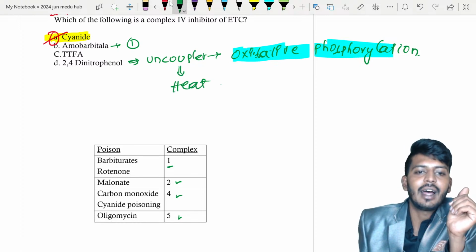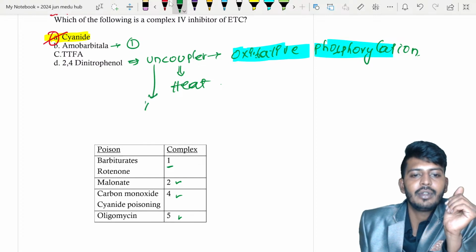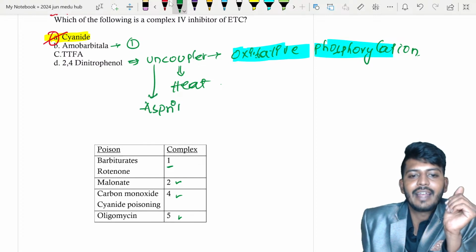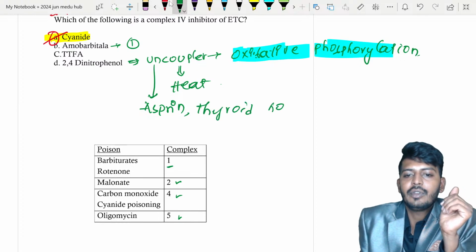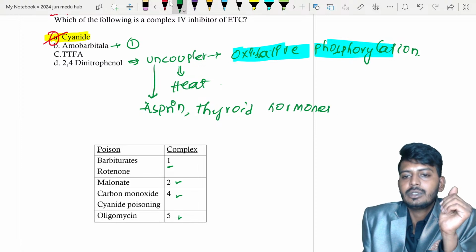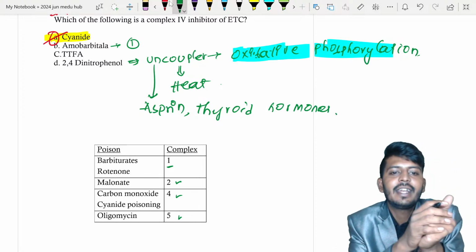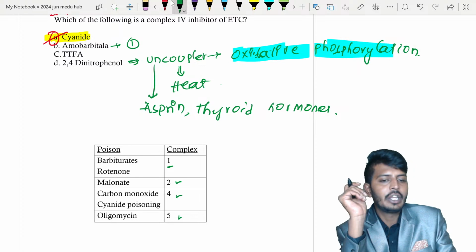For uncouplers we have other things also. That is your aspirin. And thyroid hormones can also do it, a large level of thyroid hormones can also do it. So that is the story of uncouplers. Let's continue to the next question.